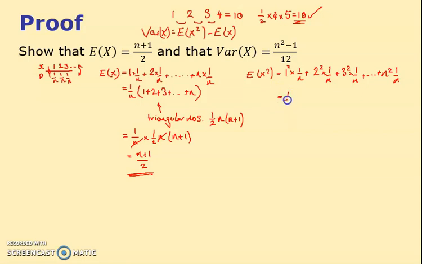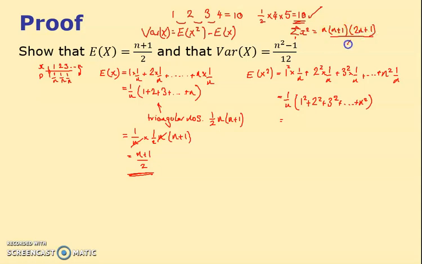And again, you use the same trick. You take out 1 over n, and you get 1 squared plus 2 squared plus 3 squared, all the way up to n squared. Now this is a less obvious formula, but it is a formula you get told in the formula book. So the formula for this, I'll write it up here. The posh way of writing this is the sum of all the values squared from 1 to n is n plus 1, 2n plus 1 over 6.